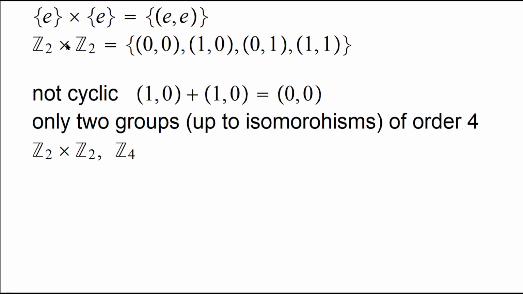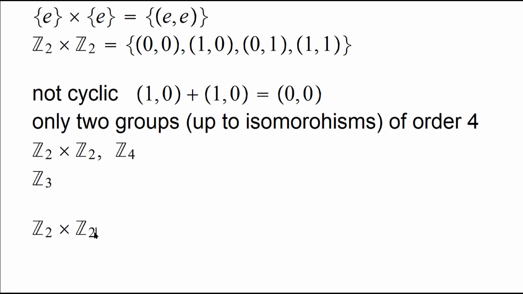Now, let's go to, say, order 3. Now, for order 3, this is the only one, right? Because 3 is a prime, so it's a cyclic group, right? And cyclic groups are abelian, all right? And this turns out to be the only group that we have of order 3.